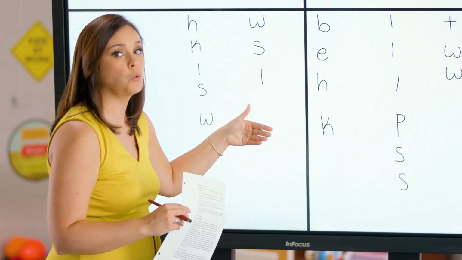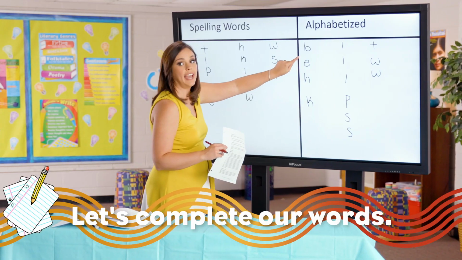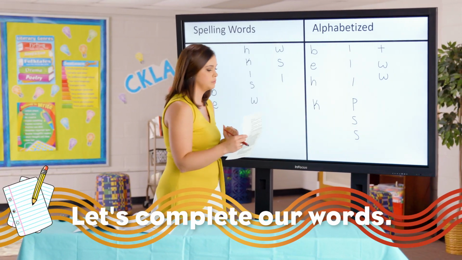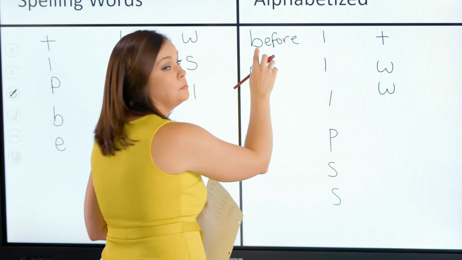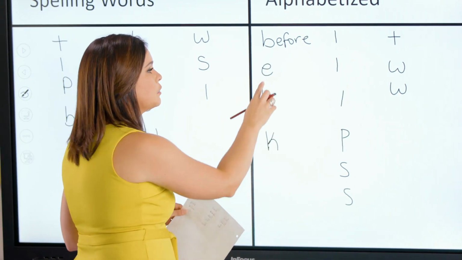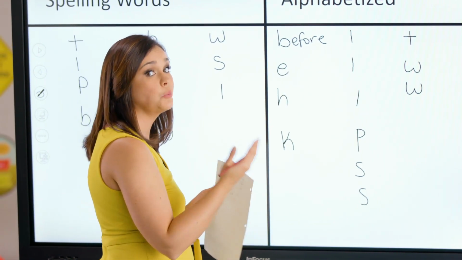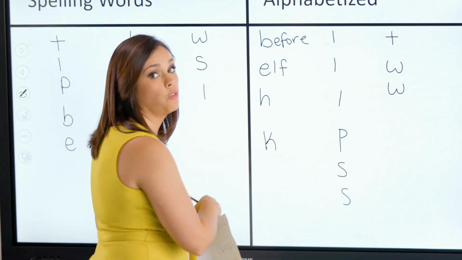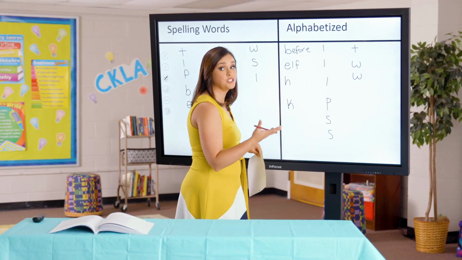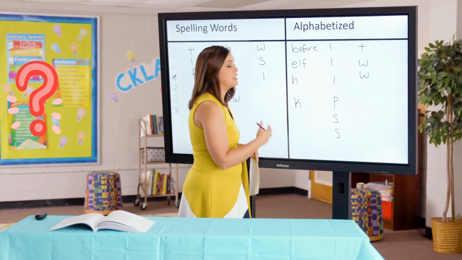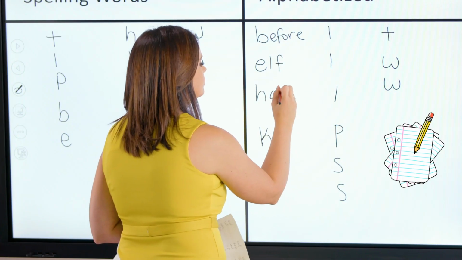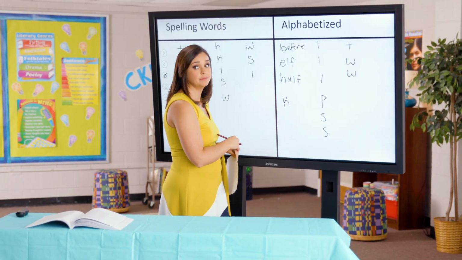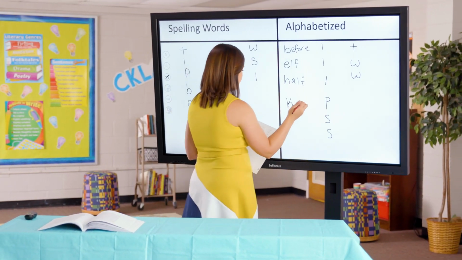Now that we've alphabetized the first letter of our spelling words, let's take a look at the ones that do not have multiples. Notice how we only have one word that starts with B, so we can go ahead and finish that word now. Before. We also only have one word that starts with E, so we can go ahead and reveal it now. This word is elf. Do you remember which word started with H this week? Right, we had half. What about K? Right, knife.